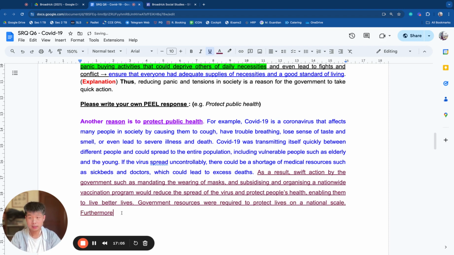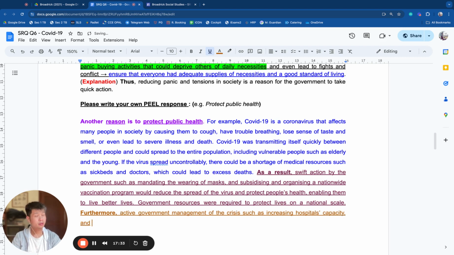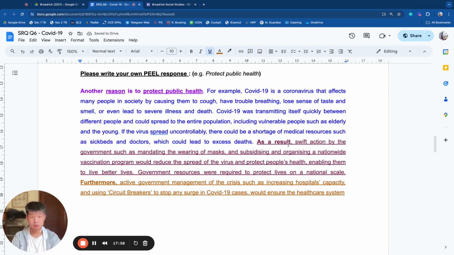Okay, furthermore, let's go to the second explanation. Furthermore, what else? Furthermore, active government support for the management of the crisis, such as increasing medical hospitals capacity and using circuit breakers to stop the rapid rise in cases, any surge in COVID cases, would ensure the healthcare system could run smoothly without being overwhelmed.